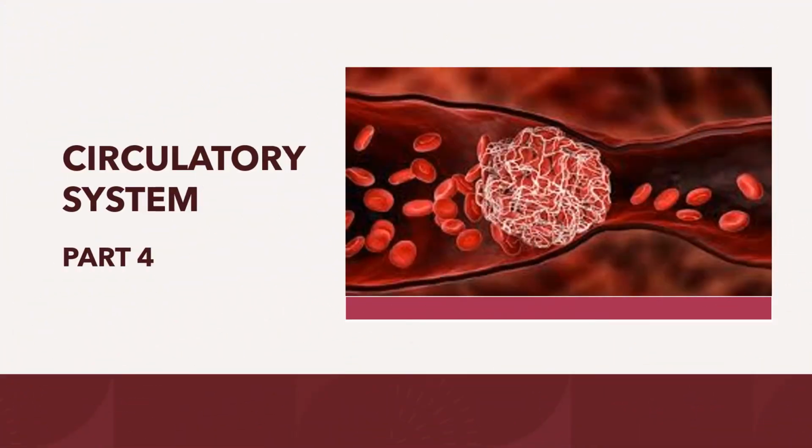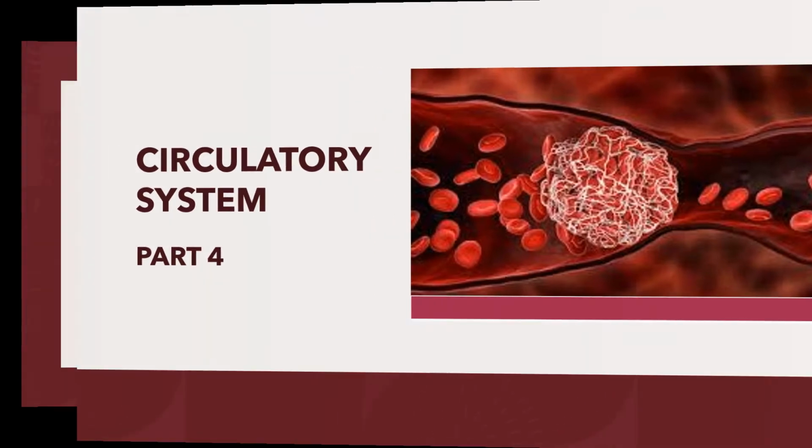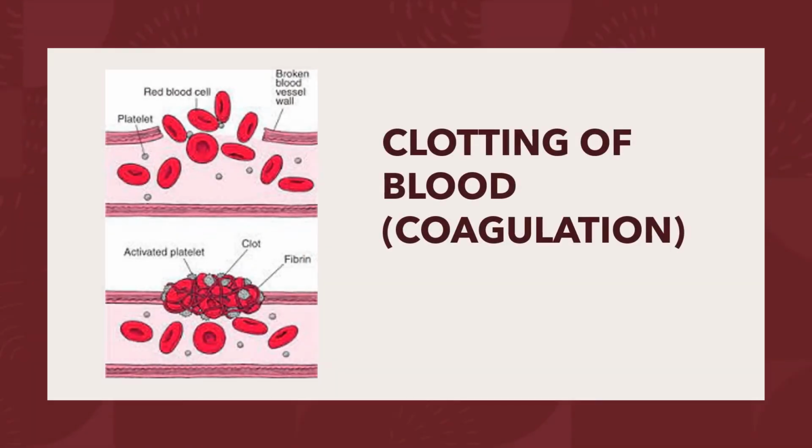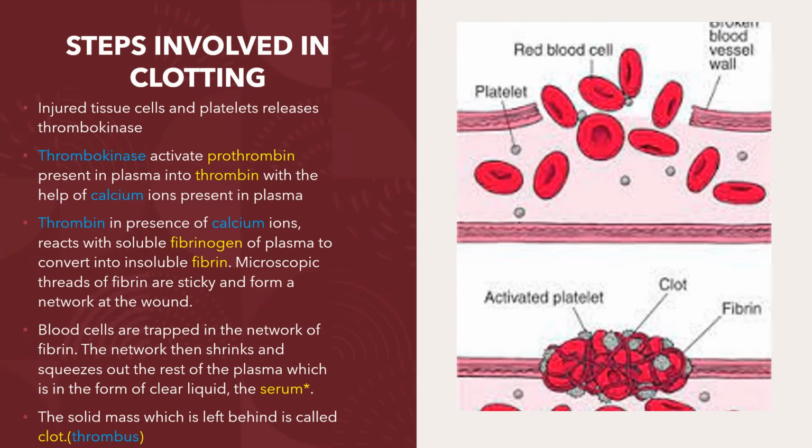Today we are discussing circulatory system, part 4. Clotting of blood, or coagulation. In this picture, you can see a blood clot. We can study it in detail. Steps involved in clotting.